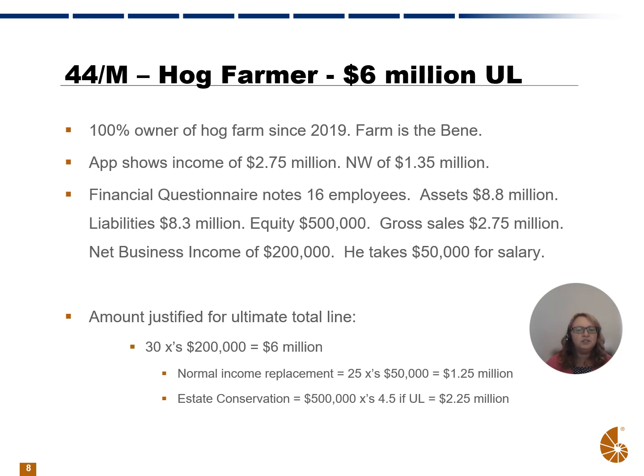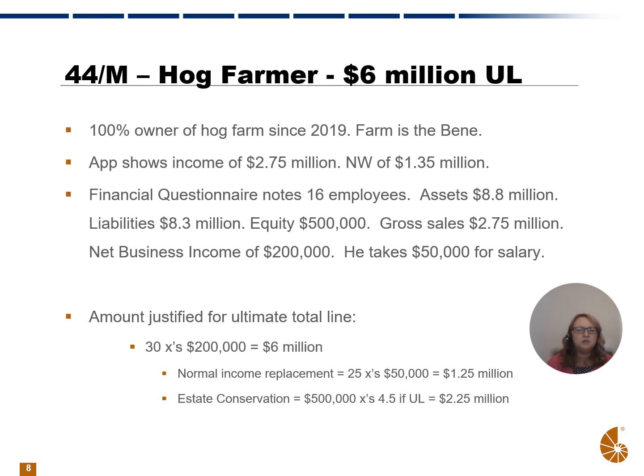So if we look at what we can justify for the total line here, and we take his net business income of 200,000, multiply that times 30, and that's where we get the 6 million from. Now we want to be careful that we're using the 30 times to justify this, to give them the full amount that they can have.